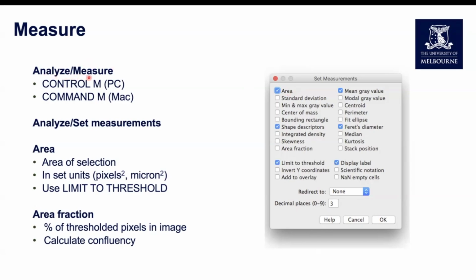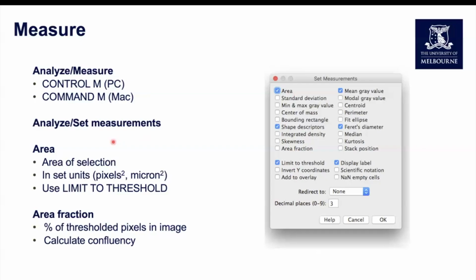So to perform a measure task, we go to Analyze, Measure, or Control M, or Command M if you're on a Mac, to actually run the measurements. To bring up this Set Measurements, again, similarly, you can go to Analyze, Set Measurements, tick the relevant ones, untick the ones that you're not interested in.